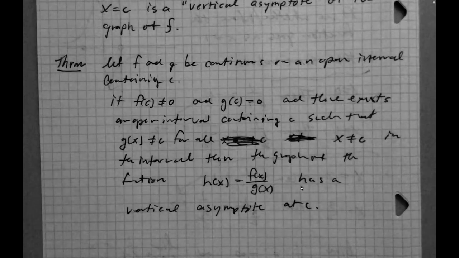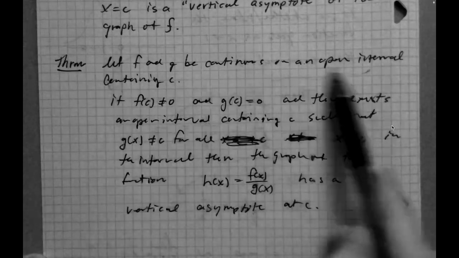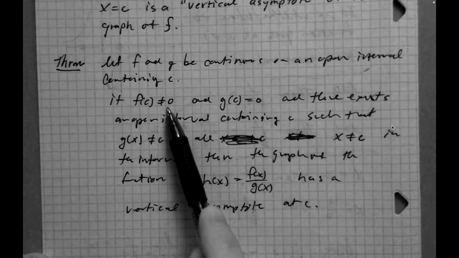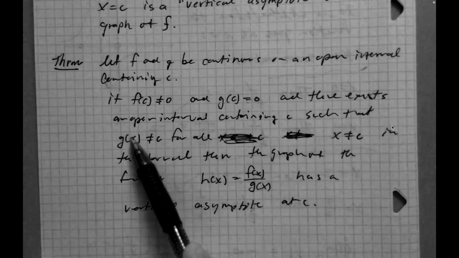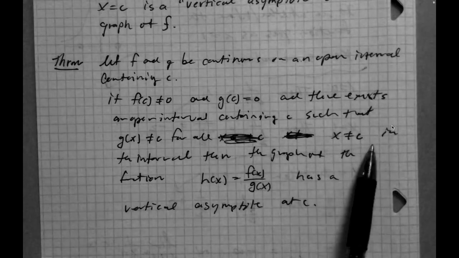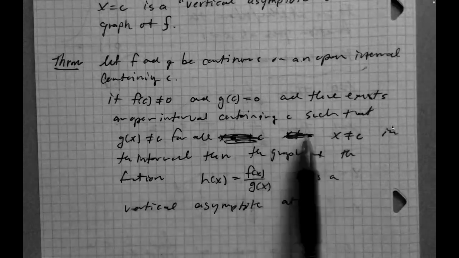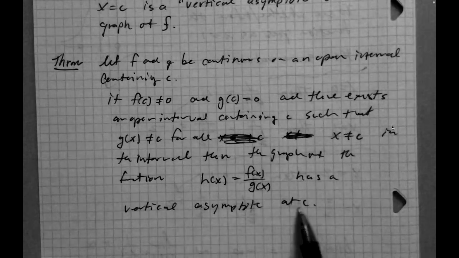Okay, so this is basically a nice theorem for cleanup on rational functions. What this gives us is the criteria for a rational function having an asymptote wherever the denominator is undefined. We'll see some really good examples of this at work in a moment, but hopefully this is clear. If f and g are continuous on an open interval containing c, if the numerator is non-zero but the denominator is equal to 0, and there must exist an open interval containing c such that g of x is not equal to 0 for all x not equal to c. That's an important piece of it.